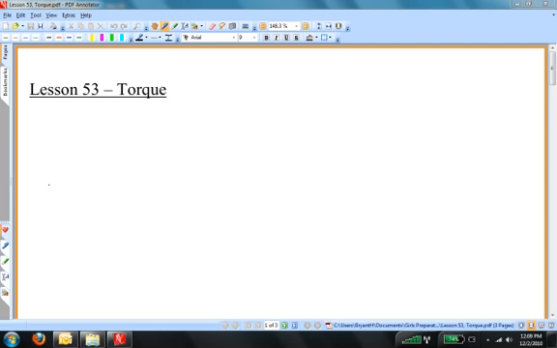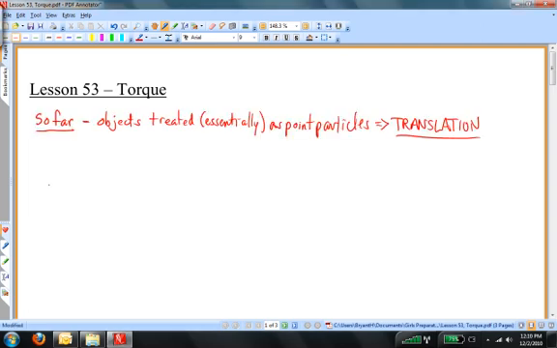So far, when we've talked about the motion of objects, we have treated objects as if they were point particles. And we've talked about the movement of objects, specifically the center of mass of objects, through space. We call this movement through space translation. An object has translated from one point to another. We haven't talked about the spinning of an object. What happens when an object actually begins to rotate?